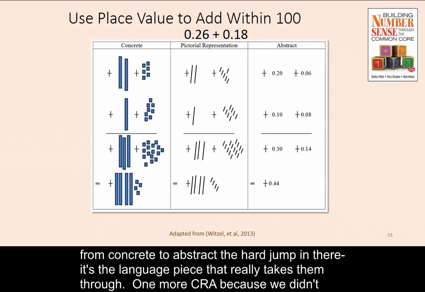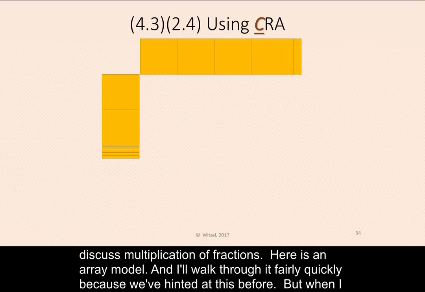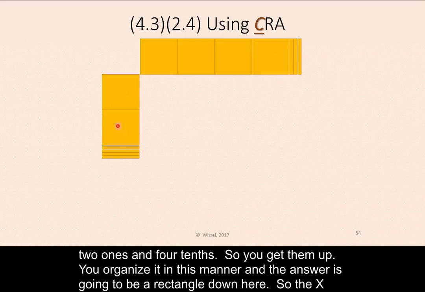One more CRA, because we didn't discuss multiplication of fractions. Here's an array model. And I'll walk through it fairly quickly because we've hinted at this before. When I do an array model, 4 and 3/10 times 2 and 4/10. So see how we set this up? I've got 4 ones and 3/10 times 2 ones and 4/10. So you set them up, you organize it in this manner, and the answer is going to be a rectangle down here. So the x times the y.